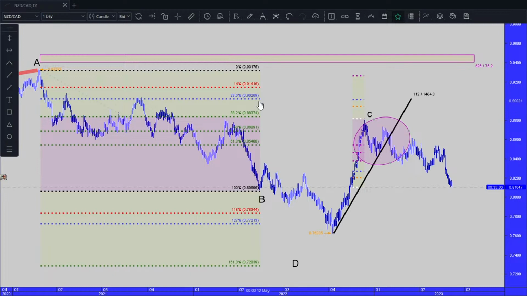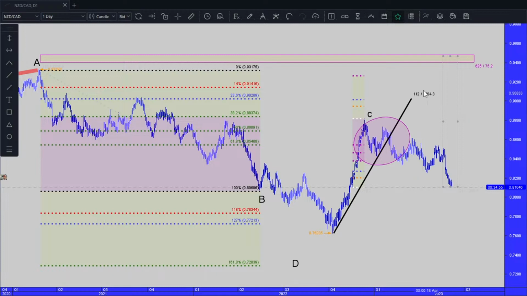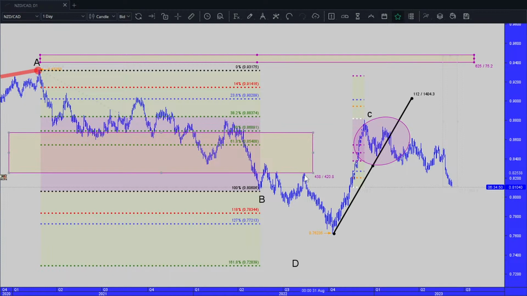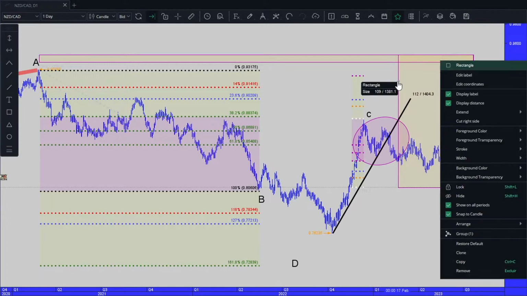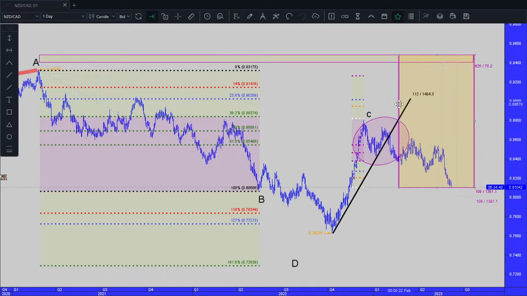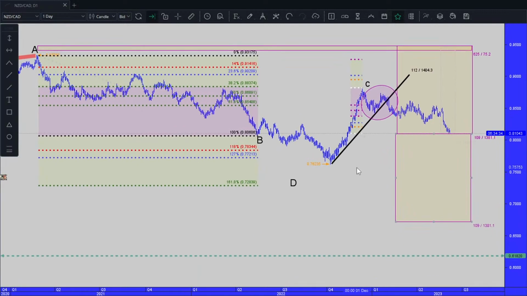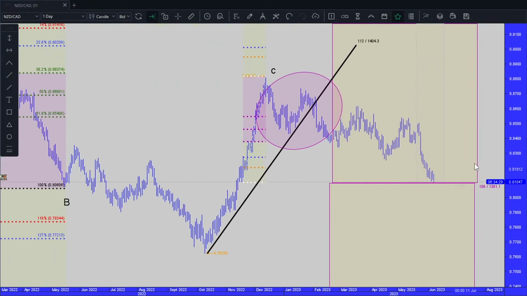So we cannot read anymore the original one. Why not? This is the risk. And if we copy, clone, so this will be the example, right? This one and 1:1 risk reward ratio, no good, right? No good. So what I'm going to do, I'm going to go at the C.